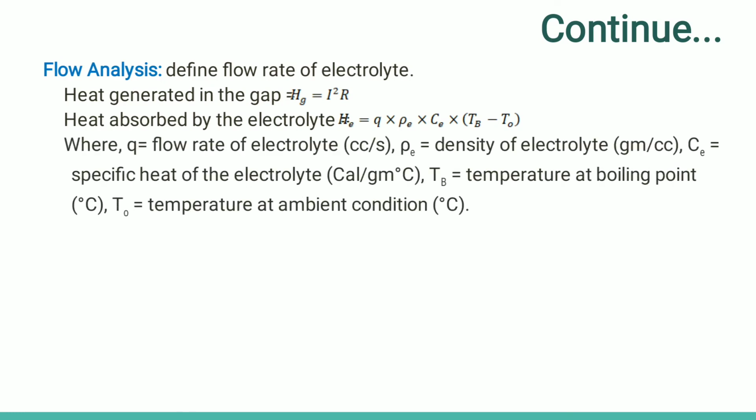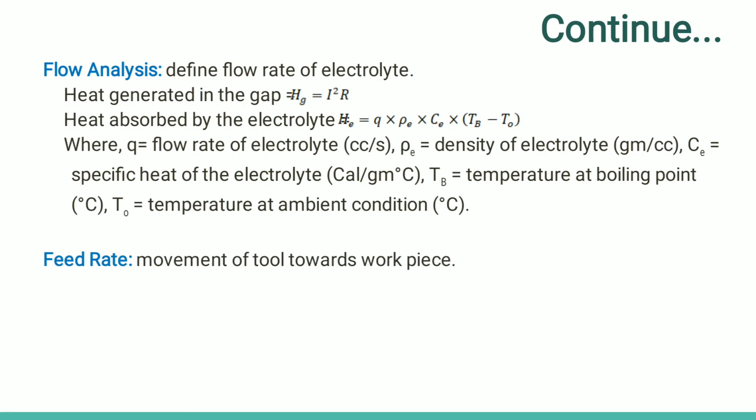As I already told you, Q is the flow rate of the electrolyte, calculated in cc per second, and rho e is the density of the electrolyte, which we have already discussed. So this is the flow analysis. We are calculating the MRR and all these formulas for 100% current efficiency, meaning whatever heat is generated is directly absorbed by the electrolyte. So hg equals he, that is, I square R equals Q into rho e into ce into tb minus T naught. So this is the flow analysis.